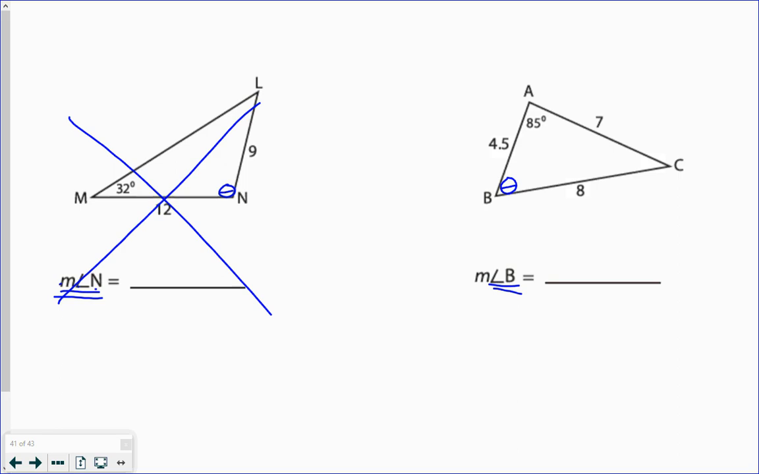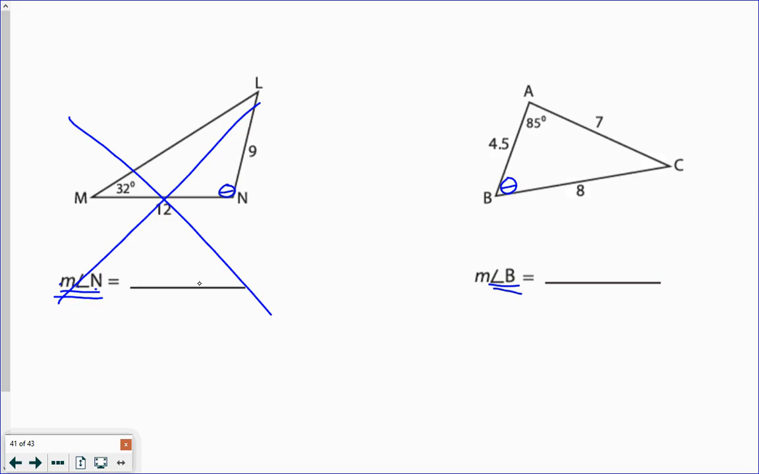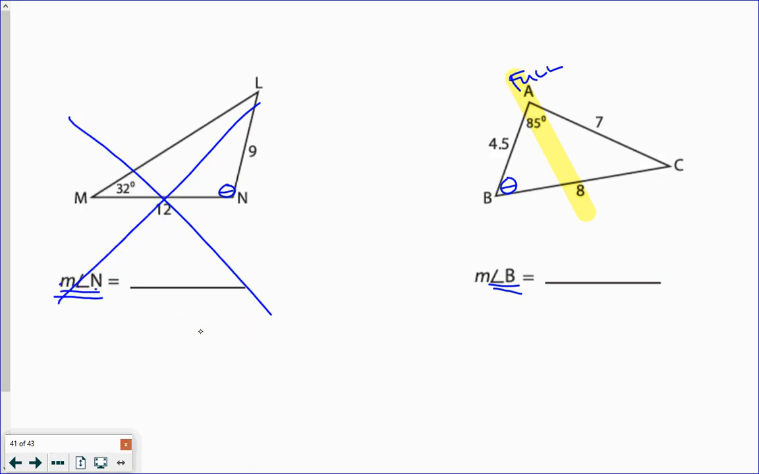So first things first, find your full set. What two numbers create your full set? 8 and 85. That's your full. What two numbers create your half set? Theta and 7. That's your half. Okay, so full set, half set.